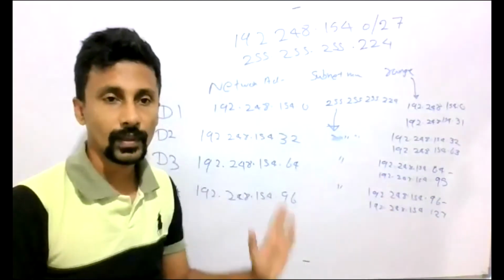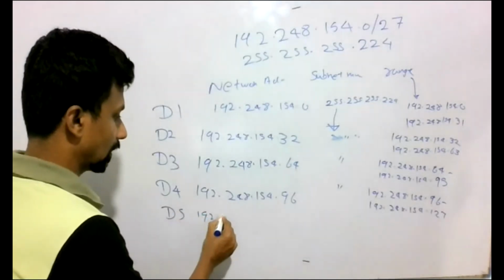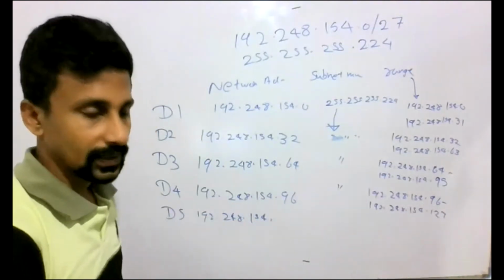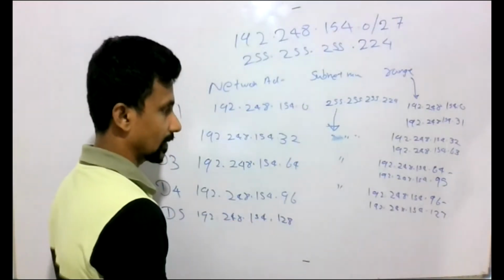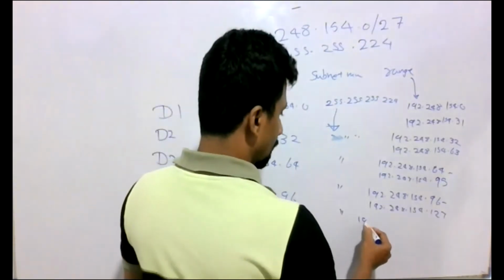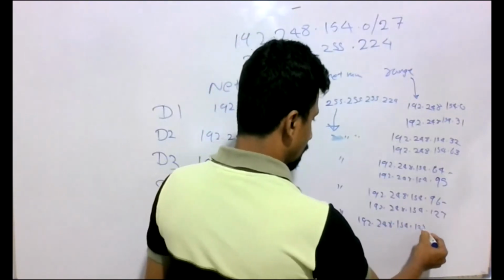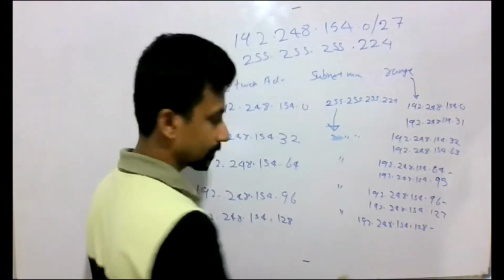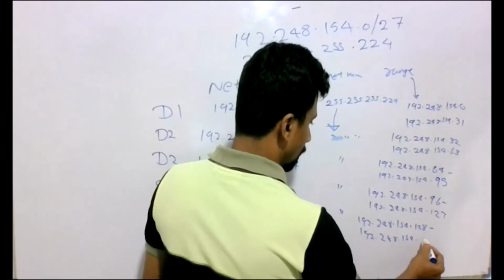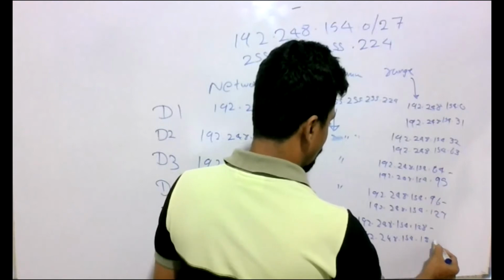127. So department 5. එහෙනම් පටන් ගන්නෙ 127 වලින් ඉවර වෙලා තියෙන්නේ. එහෙනම් 128 වෙන්න ඕනේ මෙයා පටන් ගන්න. Same subnet mask. Range 192, 248, 154, 128 වලින් ඉඳන් you have to add another 31. 192, 248, 154 dot 159.